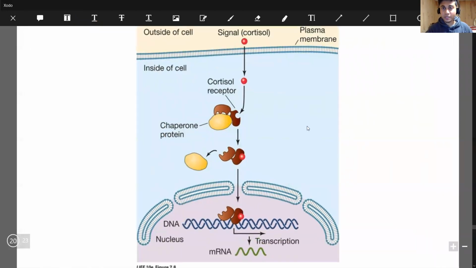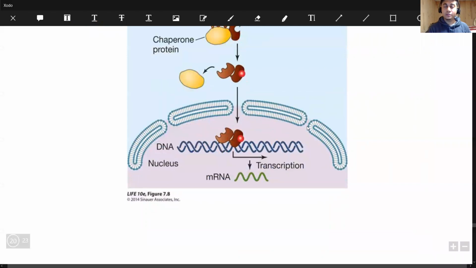That means the cortisol receptor is inside the cell, and it is bound to some heat shock protein, the chaperone protein. Whenever the ligand, cortisol, binds here, the chaperone protein is removed, and this whole complex goes inside the nucleus, binds to the DNA, and runs the transcription and translation.